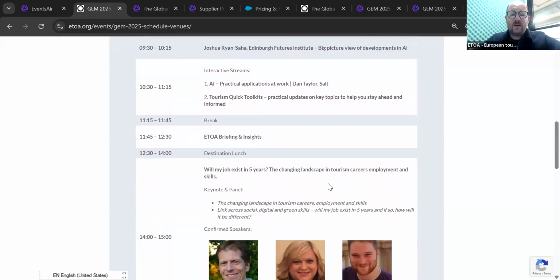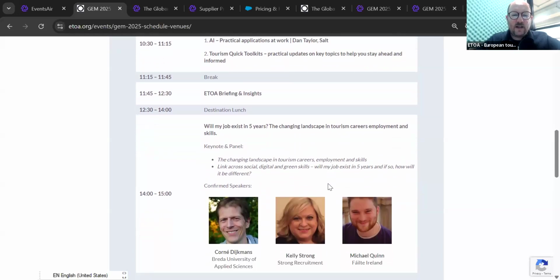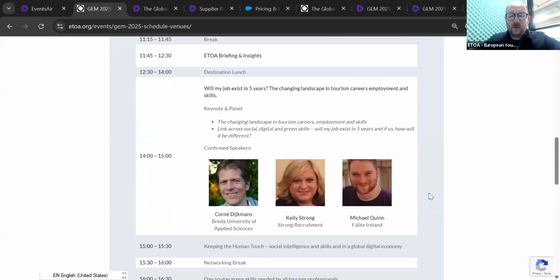And we'll be talking about whether my job will exist in five years, and really what that means with regards to the changing landscape of careers in tourism. So we'll have another keynote on the impact of that, and we'll be using our academic partners from that project, as well as some real-life industry perspectives.